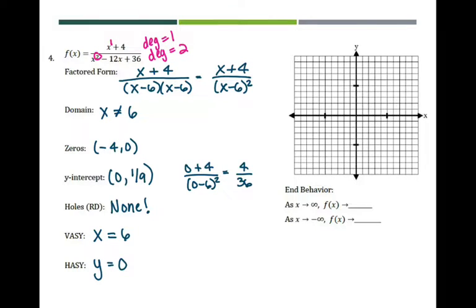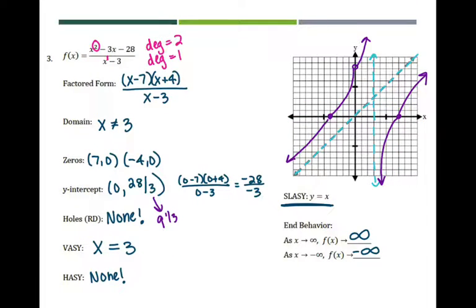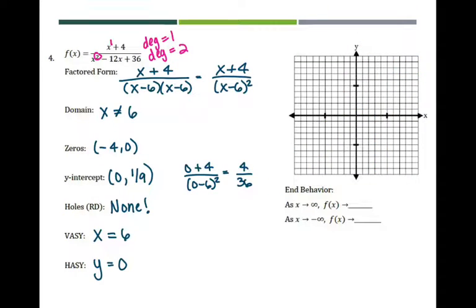So if you recall from our first example, our degrees were the same. So that told us our horizontal asymptote was going to be in the form of y equals a over b. For the second scenario, our degree on top was bigger, so you did not have a horizontal asymptote. And for our third scenario, our degree on top was smaller, which means our horizontal asymptote is going to be y equals 0. Okay, let's go ahead and start graphing things.